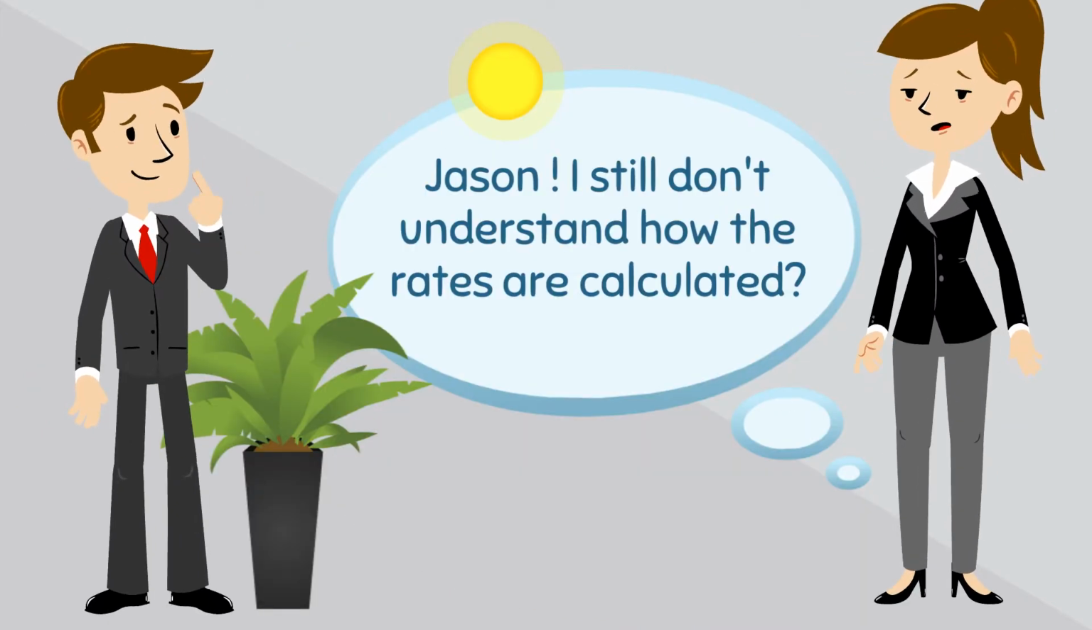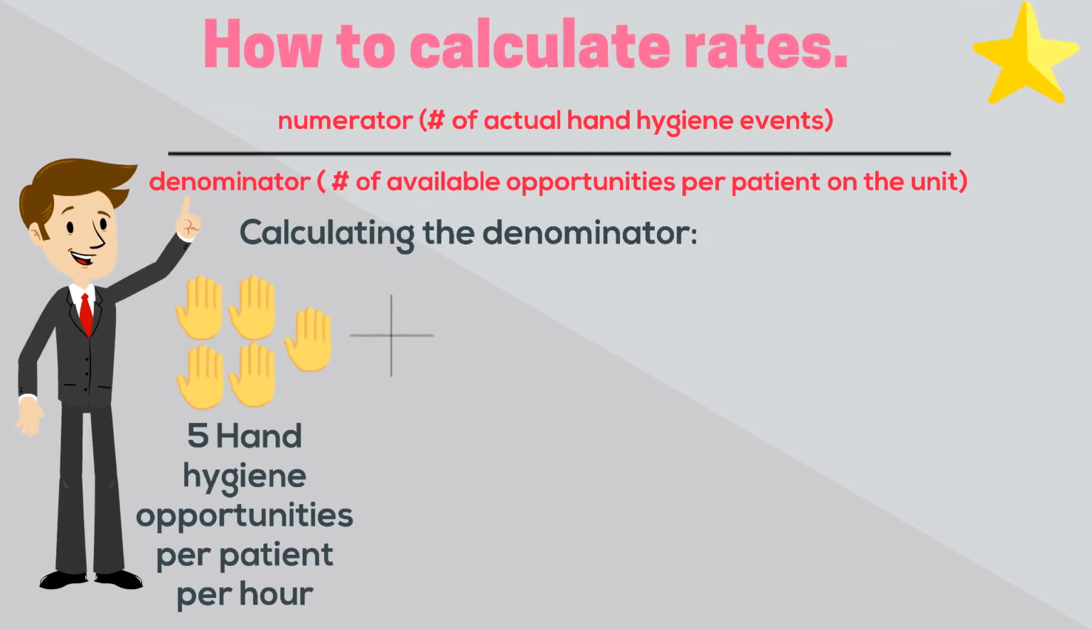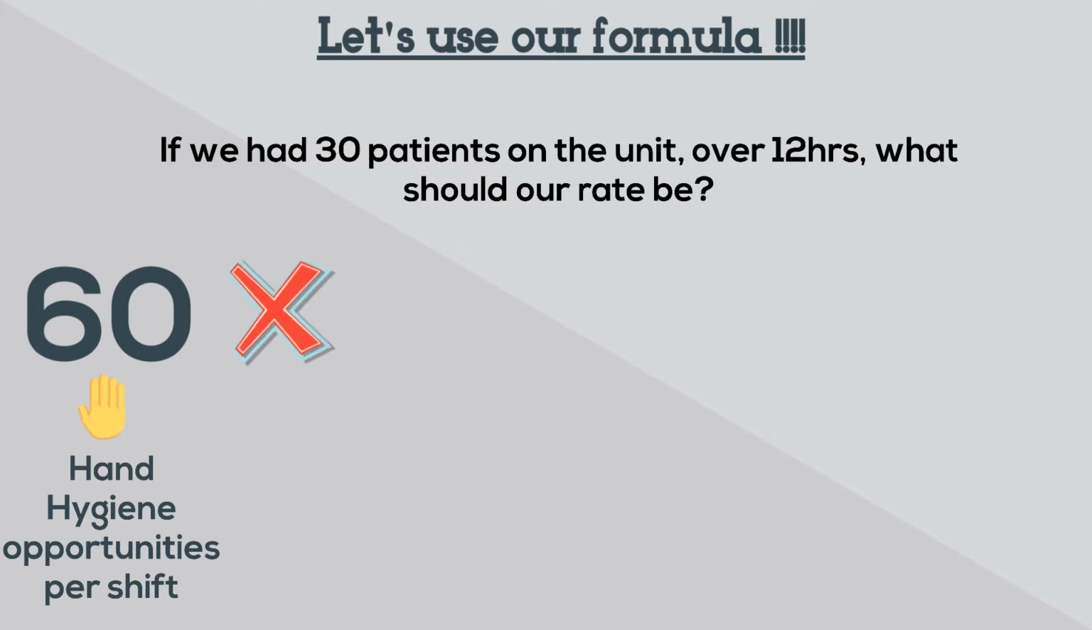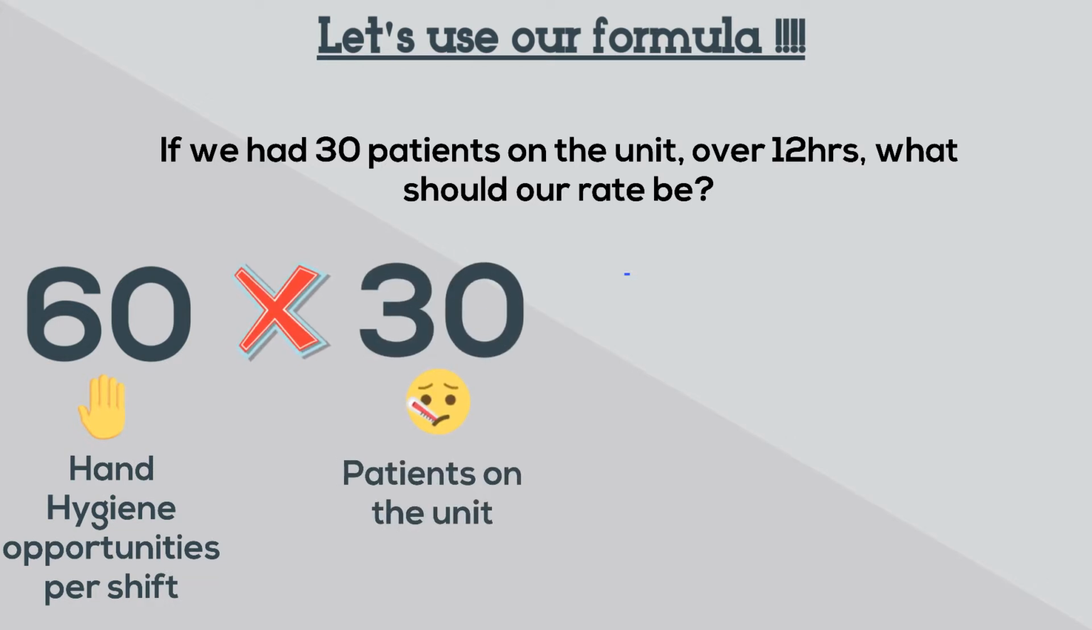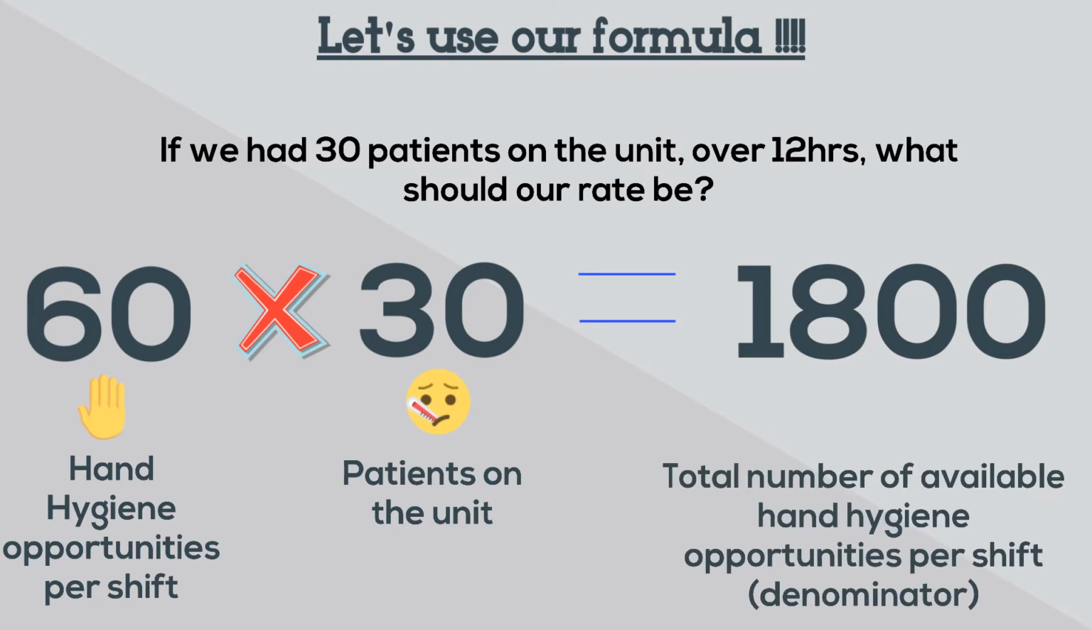Jason, I still don't understand how the rates are calculated. Not a problem, Kim. It took me some time to understand this too. Okay, so let's say we have a 30-bed unit at full capacity. With 5 hand hygiene opportunities per patient per hour, over a 12-hour shift, there are 60 hand hygiene opportunities available per patient. So we would take 60, which is the total number of hand hygiene opportunities per patient during a 12-hour shift, and multiply this by 30, which is the total number of patients on the unit, and this would give us 1800, which is the hand hygiene opportunities. Performing all 1800 opportunities would result in a hand hygiene compliance of 100%.